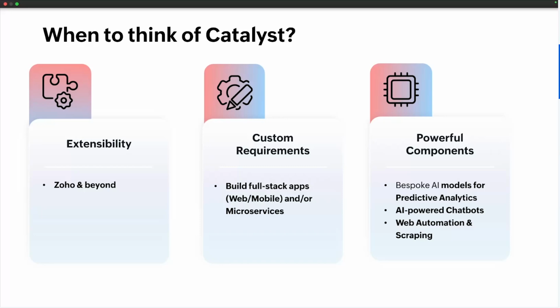And let's say you want something entirely custom built for you, a full stack application that does something very specific or something very unique for your use case. You can build full stack applications or microservices that handle specific use cases with Catalyst. Catalyst is also great for creating bespoke AI models for, say, predictive analytics, AI powered chatbots, or if you want to do some sort of web automation or a scraping system, Catalyst would be great.